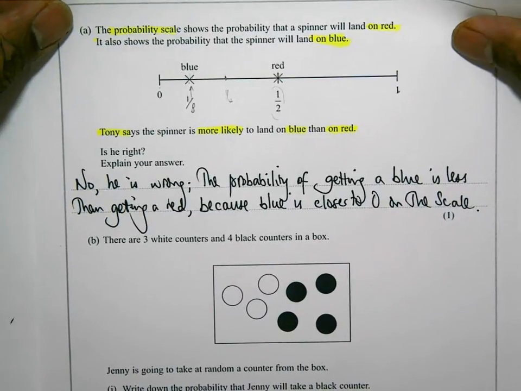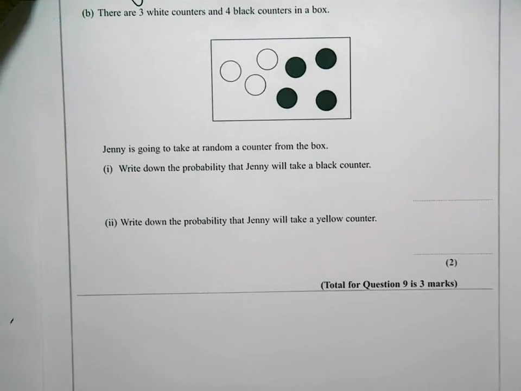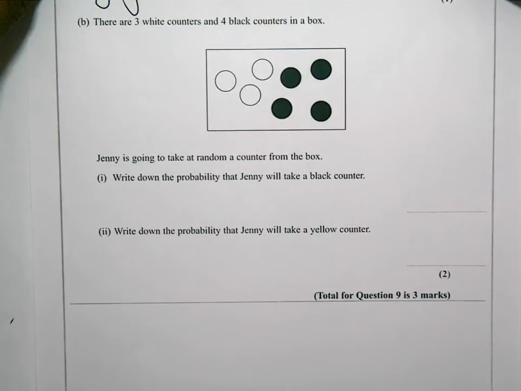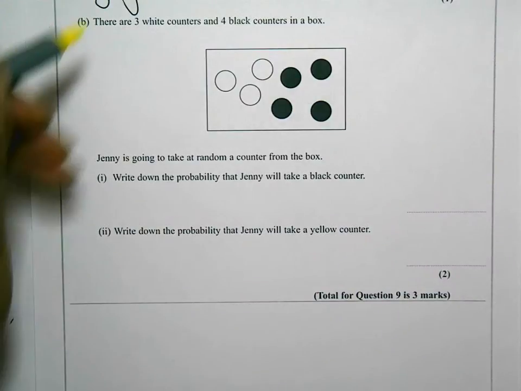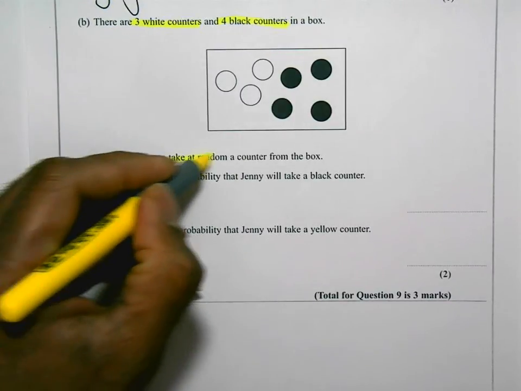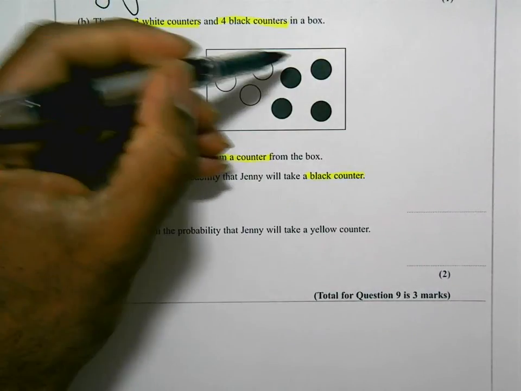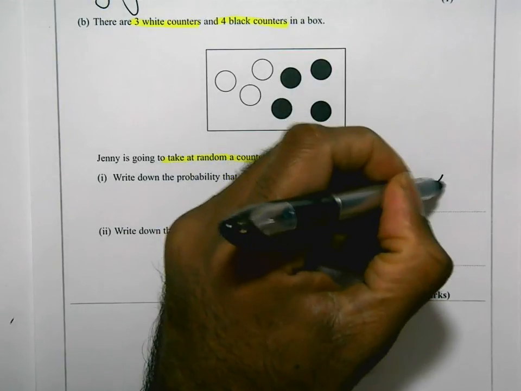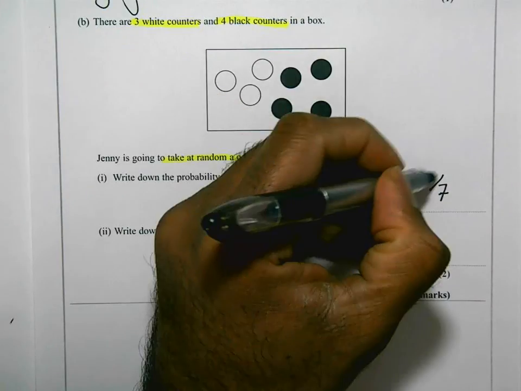Looking at part B, if I just move this upwards to look at what part B says. It says there are 3 white counters and 4 black counters in a box. Jenny is going to take at random a counter from the box. Write down the probability that Jenny will take out a black counter. We've been told that there are 3 white and 4 black, so that means there's 7 altogether. So my probability is going to be out of 7. We need to write the answer as a fraction for this. There are 4 black ones, so it's going to be 4/7.